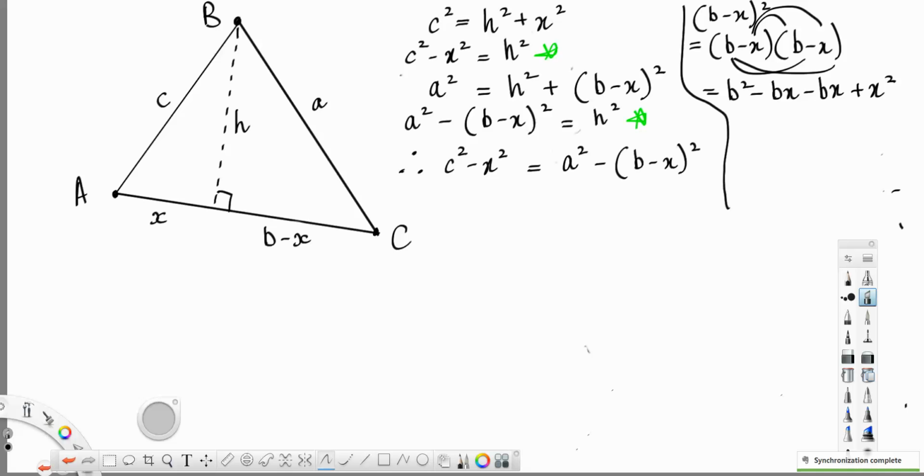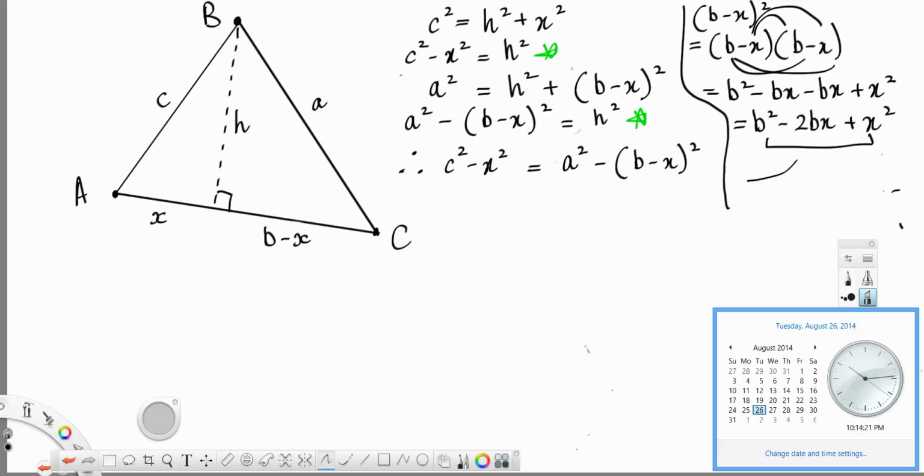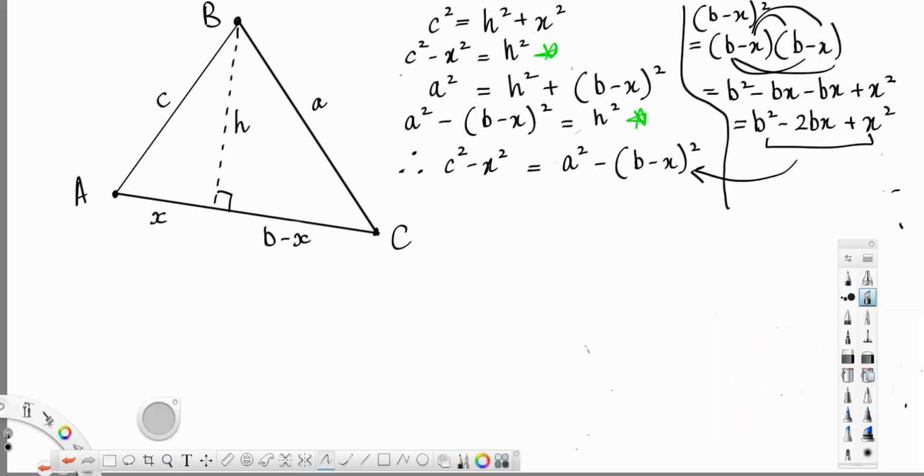Okay, and when you tidy that up, you've got a b squared. Now there's a minus bx minus another bx, that's minus 2bx. And then you've got this plus x squared on the end. Alright, so that expression there is equal to that thing, b minus x squared. So let's do all of that. We've got c squared minus x squared.